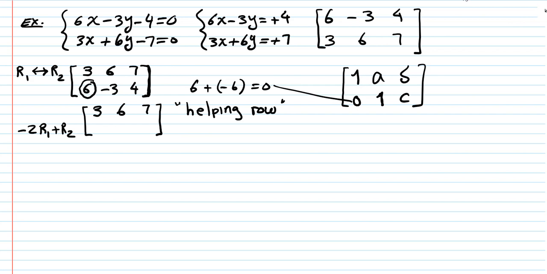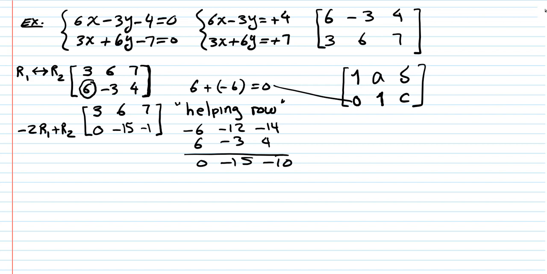Okay, so what's going to happen here? Negative 2 times row 1, that's negative 2 times 3, negative 2 times 6, negative 2 times 7. Then we're going to add it to the other one. And adding columns, negative 15, negative 10. And the new and improved row, row 2, is 0, negative 15, negative 10. All right, so notice we took the first step, created a 0 there.